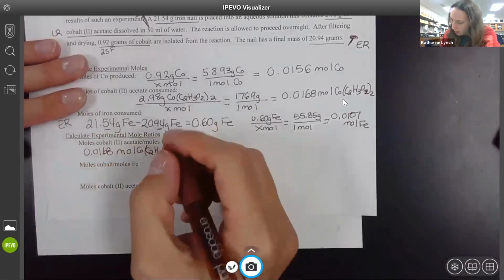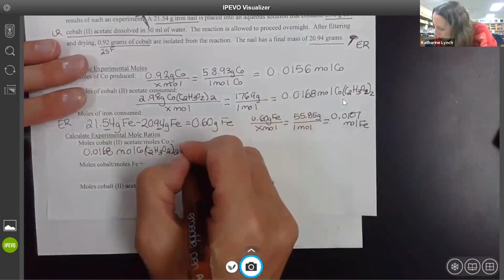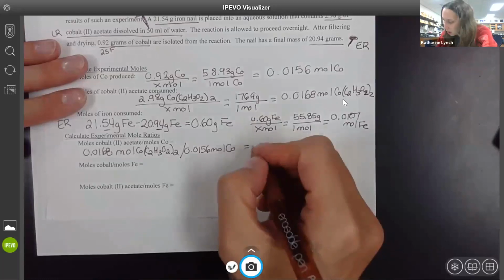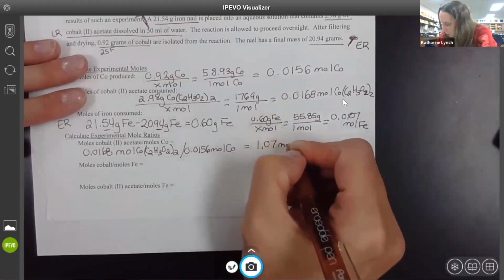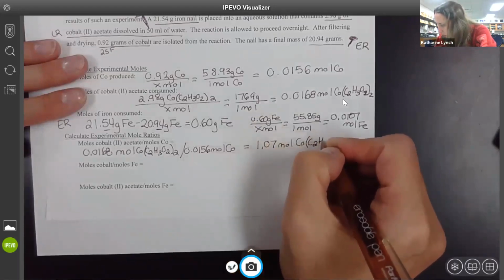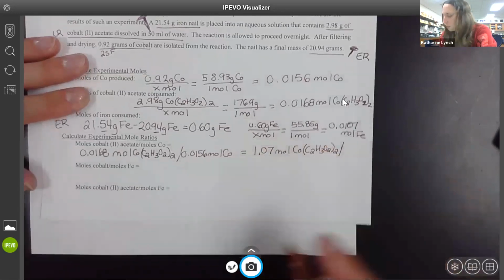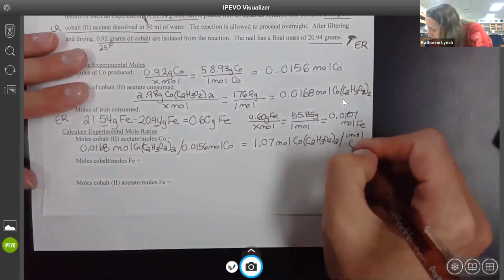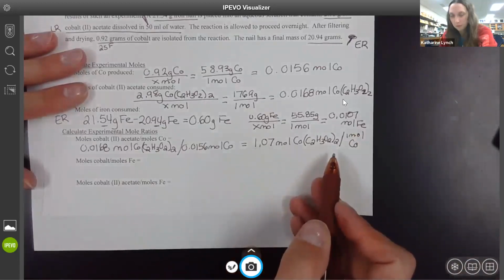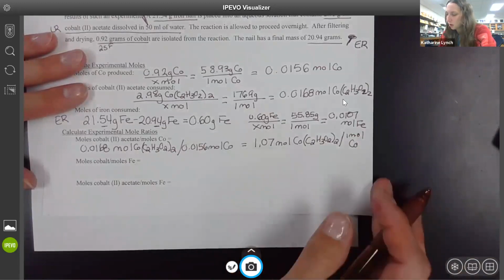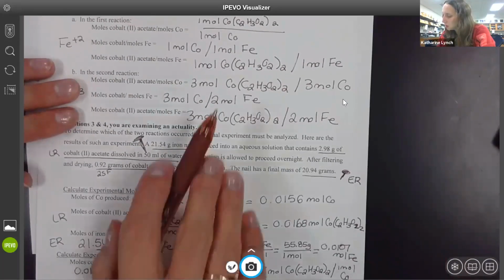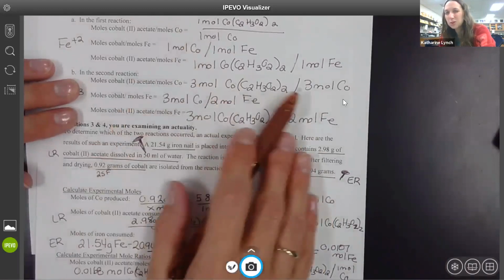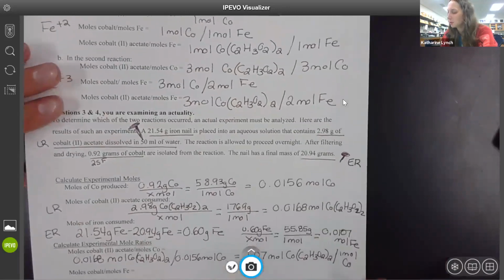And I'm going to divide that by the experimental moles of cobalt produced. This is 0.0156 moles of cobalt. And when you put this number in your calculator, you end up with 1.07 moles of cobalt-2 acetate, C2H3O2, for every, remember, we're not canceling out units, so it's going to be for every 1 mole of cobalt. This is a 1-to-1 ratio. Okay, well, moles of cobalt-2 acetate to moles of cobalt, 3 to 3, and this one's a 1-to-1. 3 to 3 reduces to 1-to-1. Oh, not enough information yet. I don't know if this is iron plus 2 or iron plus 3.